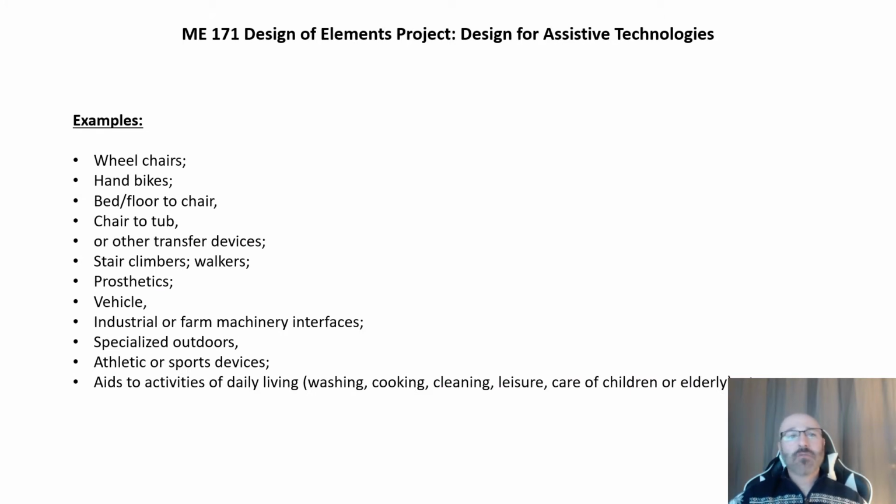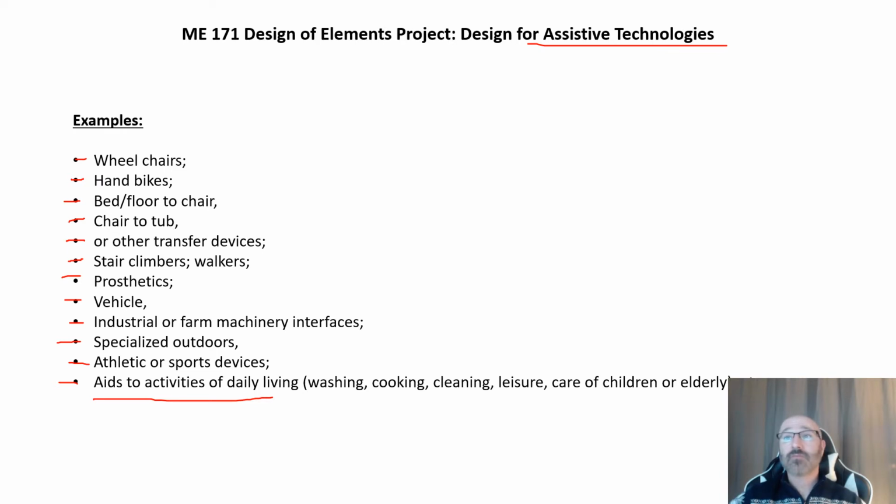So here I provided a list of potential examples to kind of get you guys going, brainstorming ideas for your project. So some examples of good projects for this assistive technology would be wheelchairs, hand bikes, bed to floor chair, chair to tub, other type of transfer devices, stair climbers, walkers, prosthetics, some type of vehicle, industrial or farm machinery interfaces, specialty outdoors, athletic or sports devices, or any type of device that aids in activities of daily living, washing, cooking, cleaning, leisure, care of children or elderly. So these are just a few broad examples to get you guys thinking about some projects that might work for you.